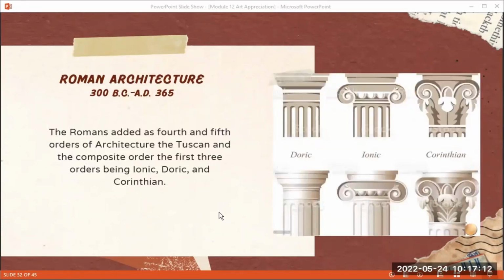Now, the Romans added as fourth and fifth orders of architecture the Tuscan and Composite orders to the first three orders of columns that were used and adapted from the Greeks. We have the Doric, Ionic, and Corinthian.